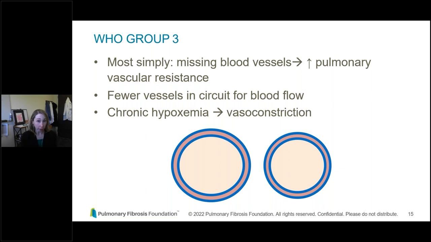Also, with chronic low oxygen levels, the blood vessels in the lungs constrict. They don't like it. And if you have chronic hypoxemia, or low oxygen that's sustained or recurrent, that can sometimes lead to remodeling in the blood vessel walls as well.